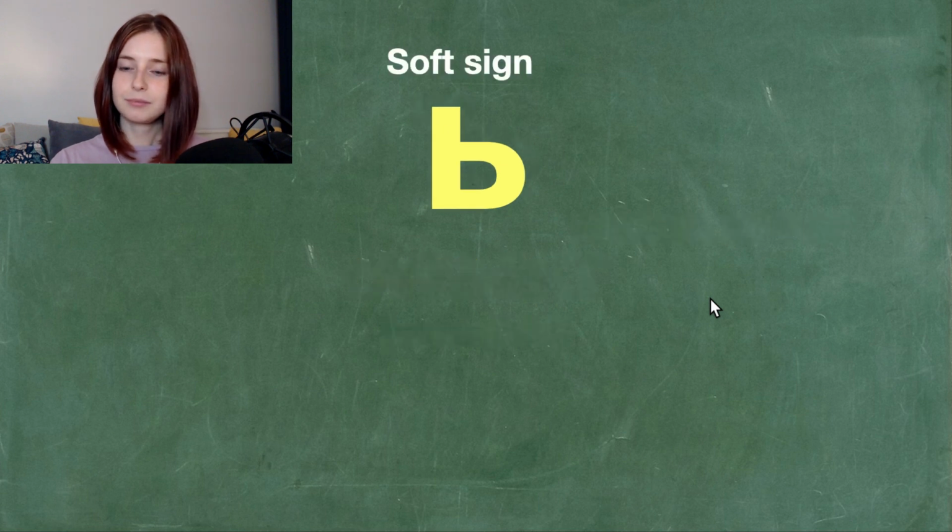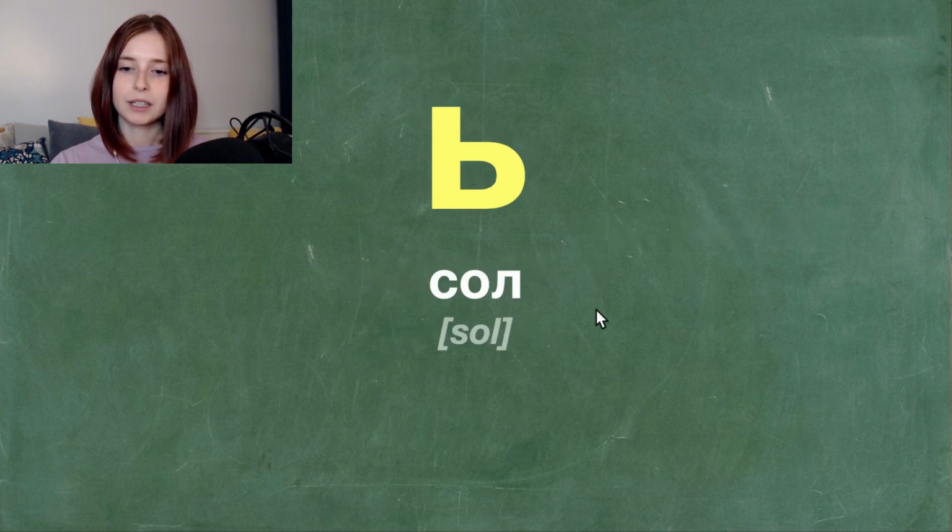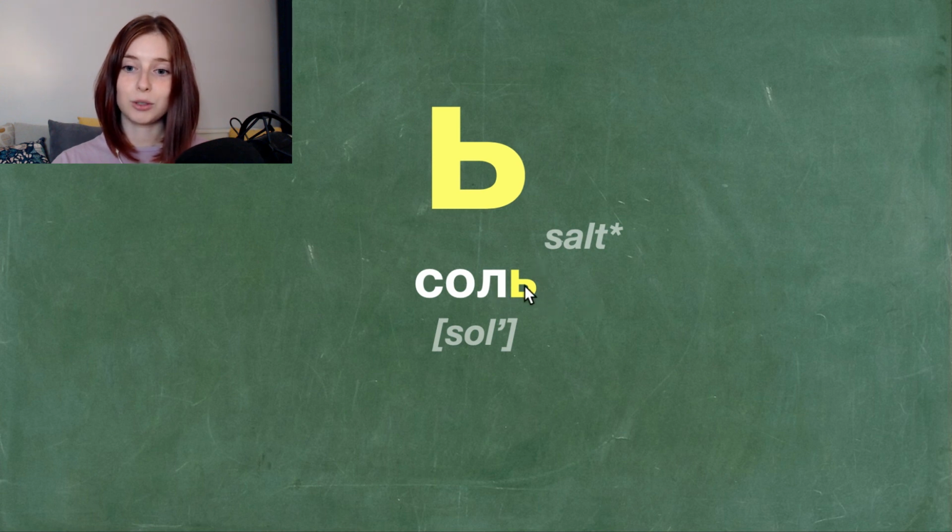That's it. And about soft sign, if we read this word without a soft sign, it is sol. And if we add the soft sign, sol. I'm not adding a letter E there, but I'm trying to pronounce an L in a soft way. It made hard L, and now a soft L.